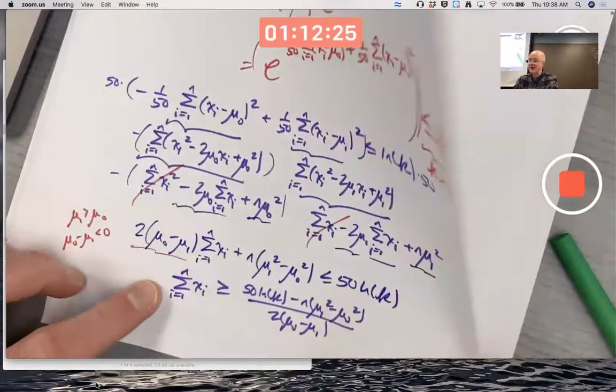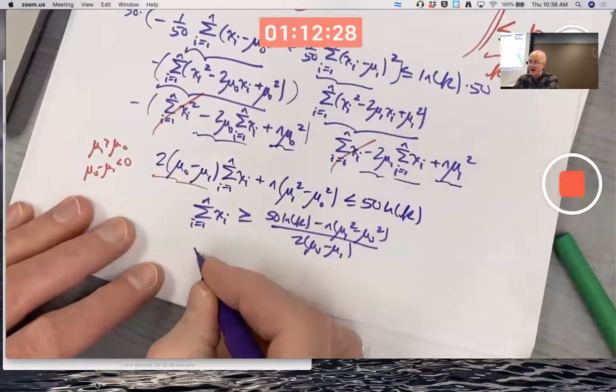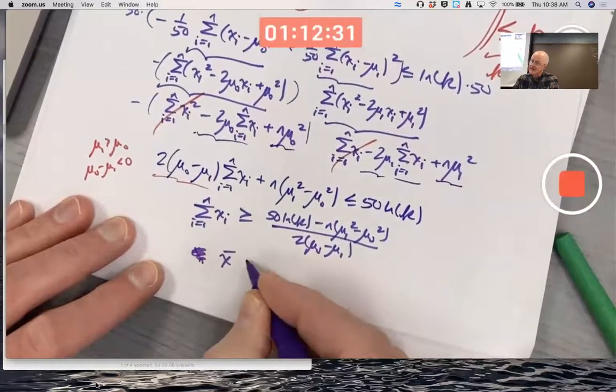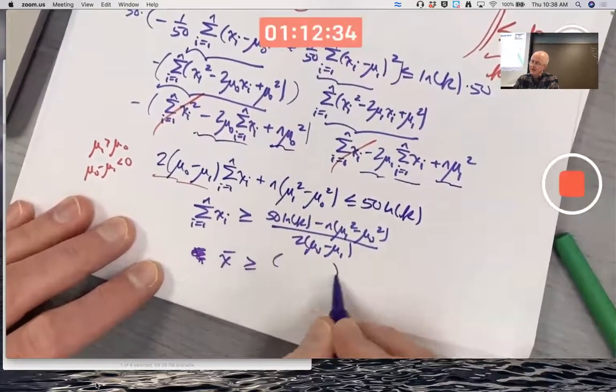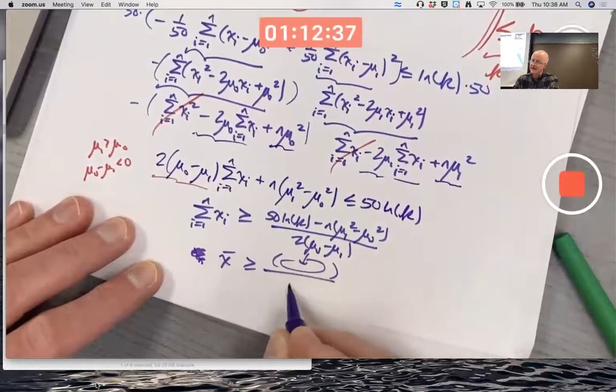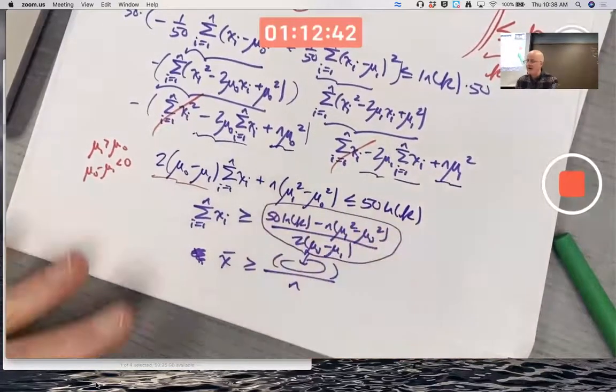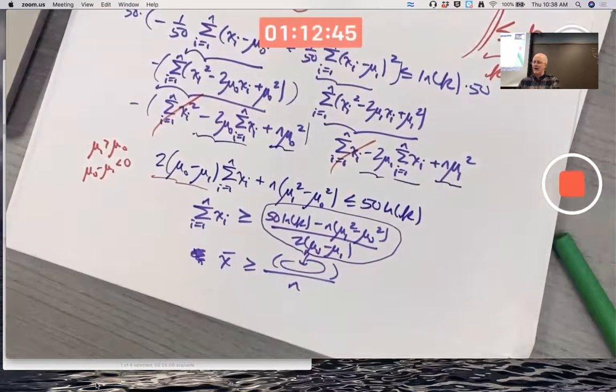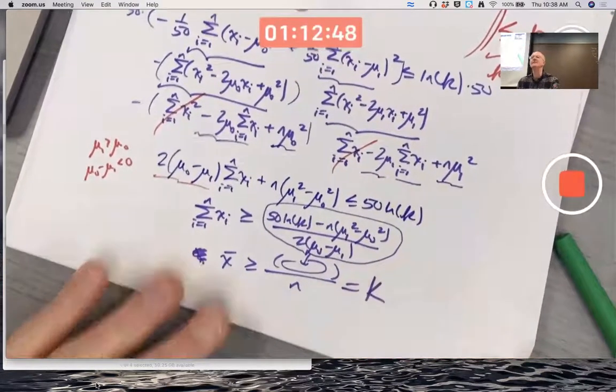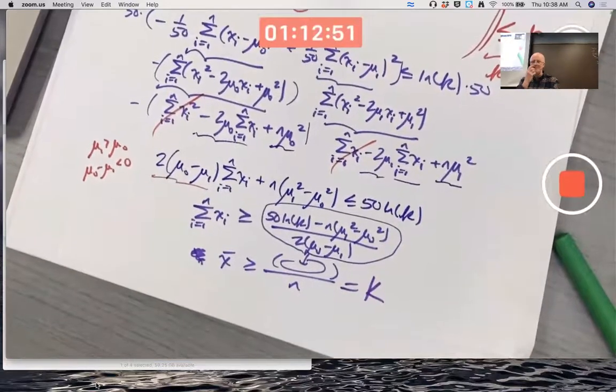Sum of the xi's. And if I divide everything by n, I could say x bar, call it little x bar, is greater than or equal to, to save time here, all that divided by n. And why not just call that, oh, say capital K? Is it positive? Is capital K positive? That's not so clear. Evidently, it could be positive, so let's not worry about it.